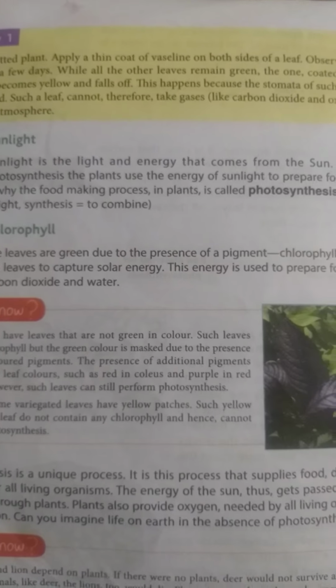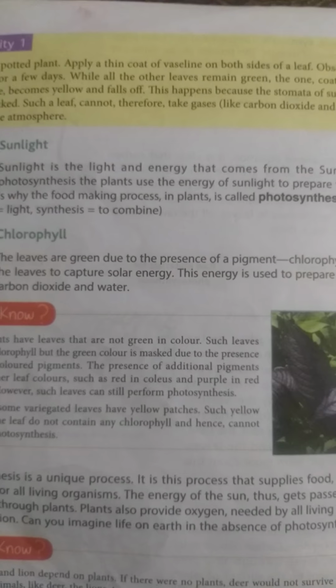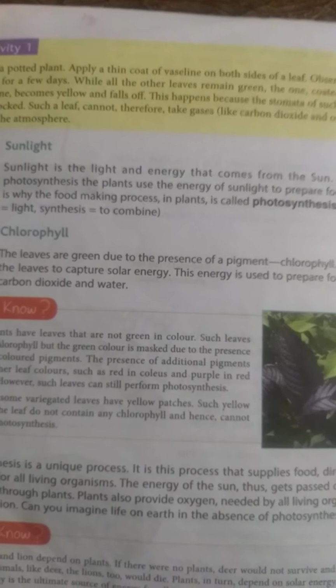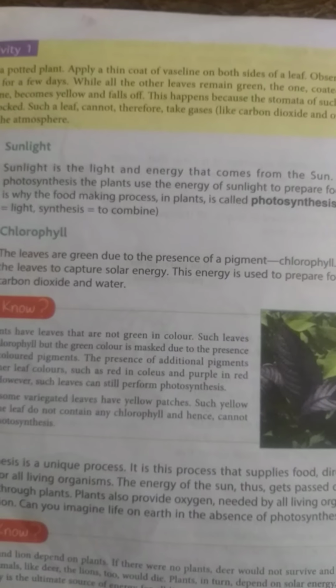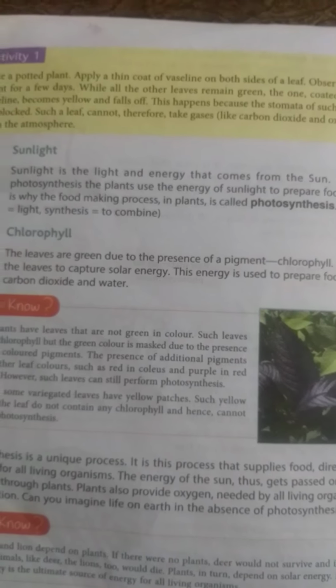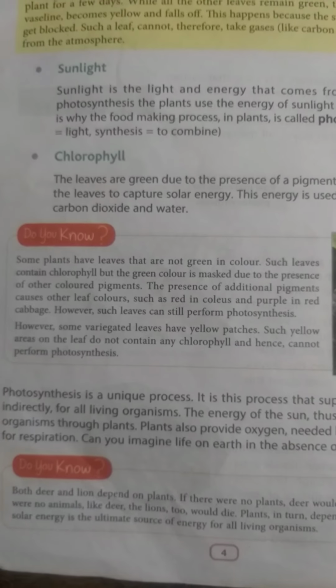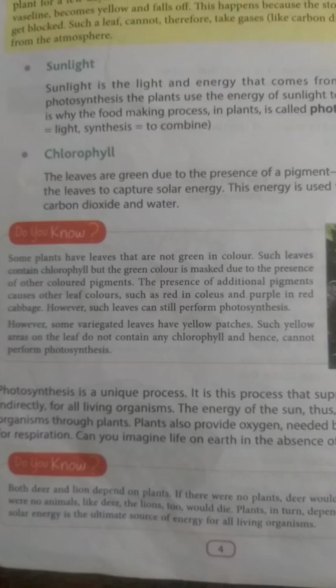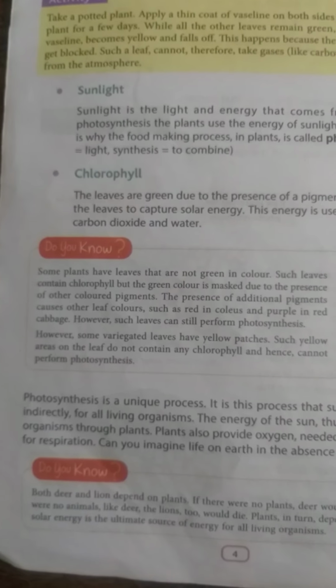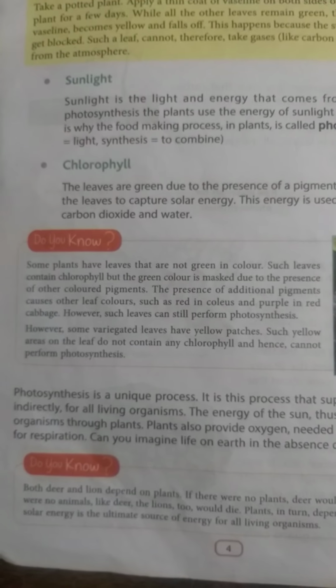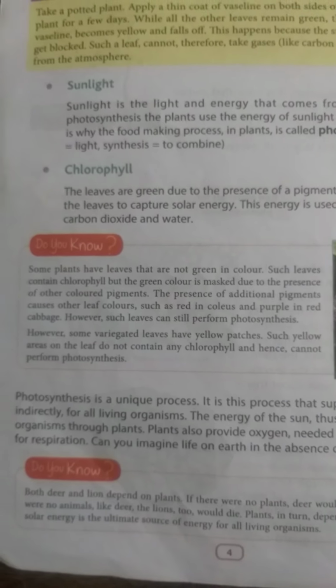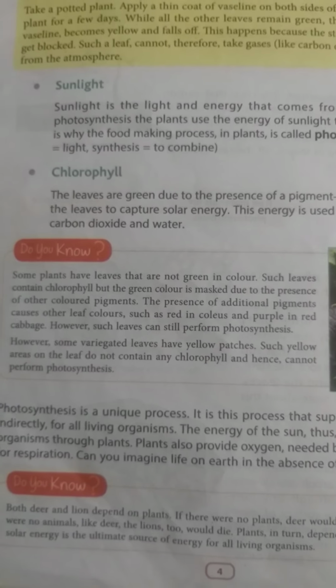Since food is prepared in the leaves of the plant, leaves are also called as the kitchen of the plant or the food factory of the plant. Photosynthesis is a very unique process. It is a process that supplies the food directly or indirectly. We know that all the organisms depend on the plants either directly or indirectly. The plants pass their energy to the different organisms through a food chain. So photosynthesis is a very unique process, isn't it?